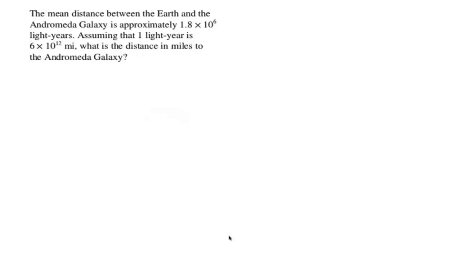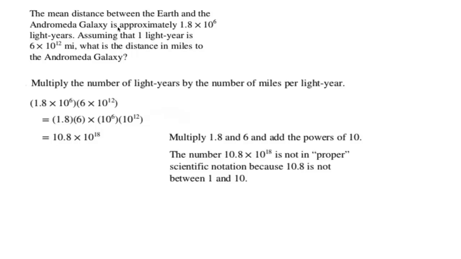Okay, so here's another example. Suppose that the distance between the Earth and this galaxy is approximately 1.8 times 10 to the 6 light years, and assuming that 1 light year is 6 times 10 to the 12 miles. The question is, what is the distance in miles to this Andromeda galaxy? And so we will need to multiply these numbers. Again, this is the number of light years, and every light year is this number of miles. So we multiply them, we get the total number of miles.